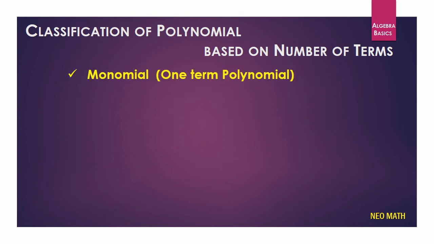Monomial, it is a one term polynomial. It has only one term. For example, 3x. 3x is a one term polynomial, that is a monomial. 3x square. 2 is a constant polynomial which is a monomial. 0 is also a monomial.